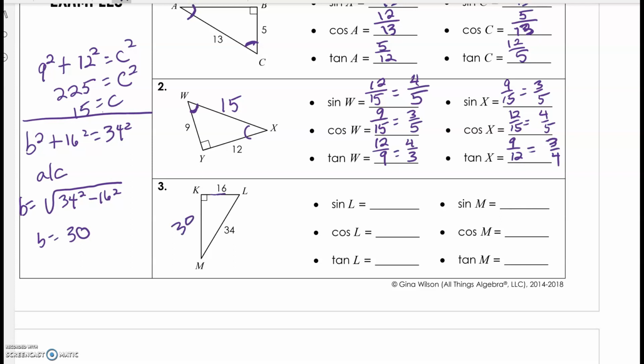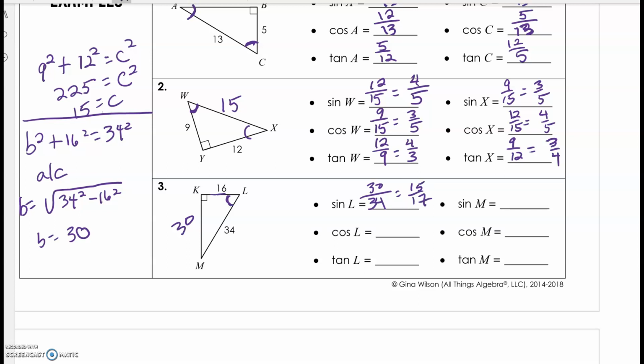So now, I'm not going to do all of these. I'll let you fill them in. But sine of L, angle L. So now I'm looking for the ratio of the opposite over the hypotenuse. Opposite side length is 30 over the hypotenuse length, which is 34. That reduces to 15 over 17.